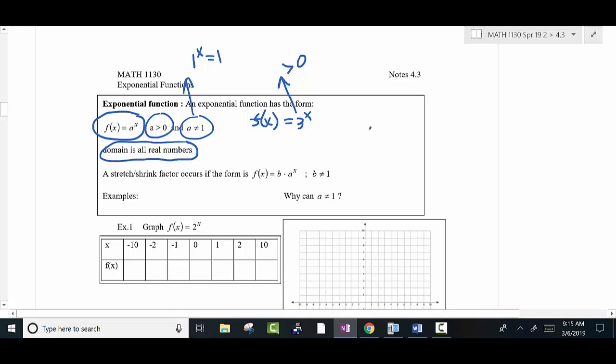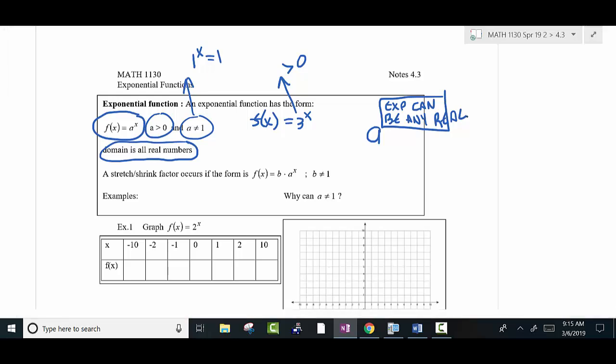And the idea is, if you have a number, this power, an exponent can be anything. Exponents can be any real number. There's no such thing as a number that can't be an exponent. Fractions can be irrational numbers. Pi can be an exponent. Anything can be an exponent. So the domain's always all real numbers.